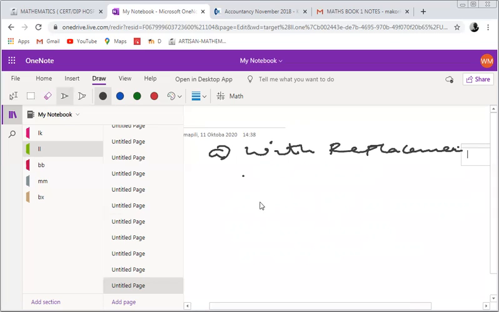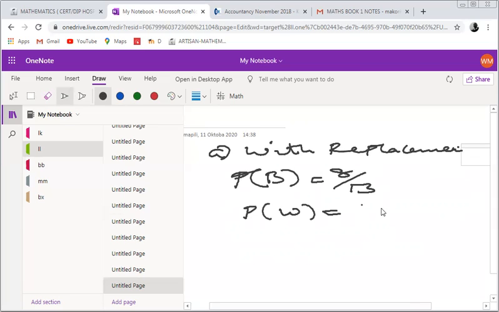So the probability of black in that particular case is going to be 8 out of 13, because there were 8 black balls out of the total of 13. The probability of a white ball is going to be 5 out of 13, because there were 5 white out of the 13.